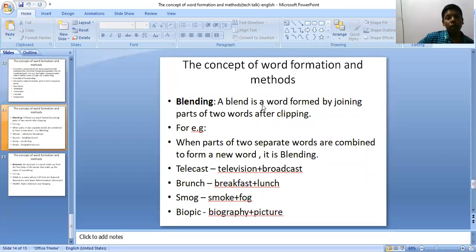And blending. A blend is a word formed by joining parts of two words after clipping. For example, when parts of two separate words are combined to form a new word, it is blending. Telecast, television plus broadcast. Brunch, breakfast plus lunch. Smog, smoke plus fog. Biopic, biography plus picture.